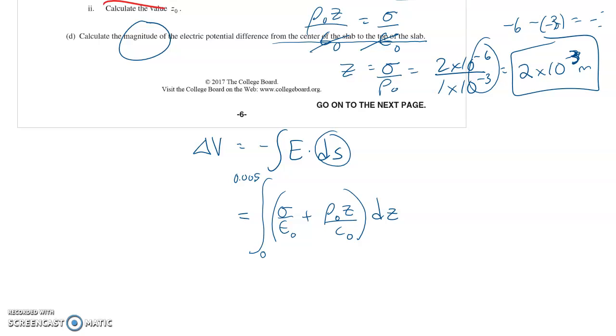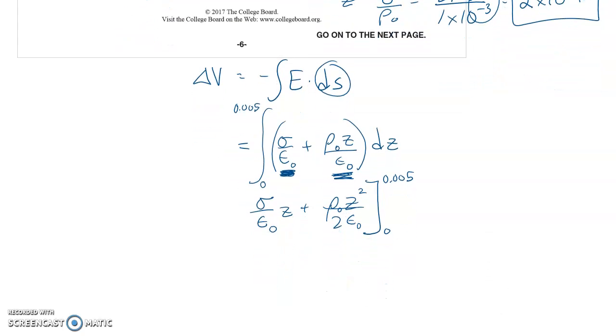So really we have two separate integrals here. This is a constant. There's no variable there. So when you integrate that, we're just going to have sigma over epsilon naught z, because the integral dz is z. This one here does have a z in it, so we are going to have to integrate that. We're going to add 1 to the exponent, which makes it z squared, and then divide by that new exponent. So we're going to have 2 epsilon naught there. And as I said, our limits of integration are from 0 to 0.005.